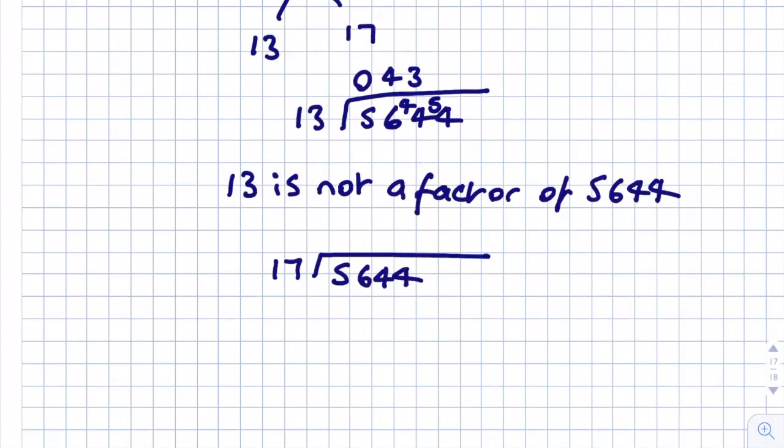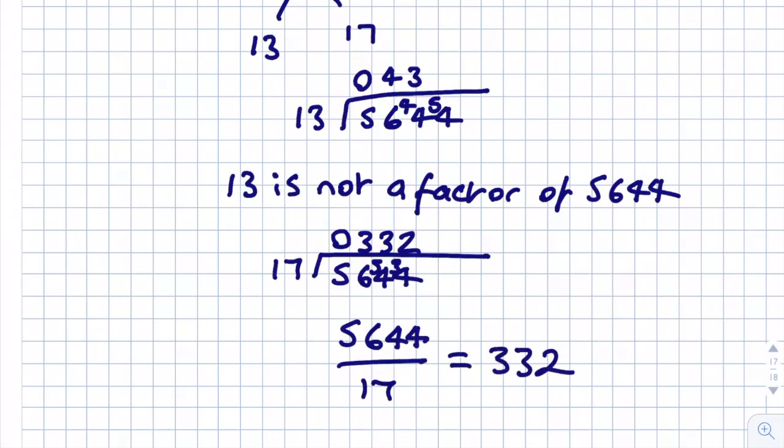So how many 17s go into 5? That's 0. How many 17s go into 56? 17 times 3 is 51, so that's going to be 3 with a remainder of 5. How many 17s go into 54? That's going to be 3 with a remainder of 3. Now, I know that 17 times 2 is 34. So 5644 divided by 17 equals 332. And because I've got no remainder left over, 17 must be a factor of 5644.